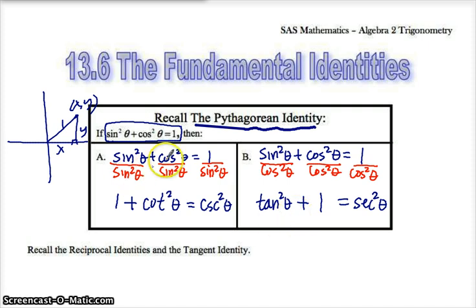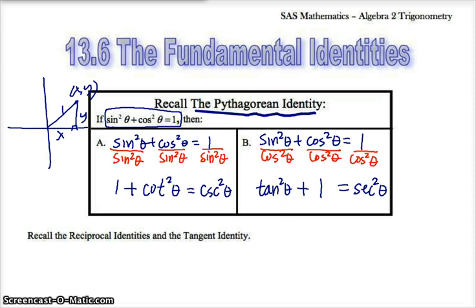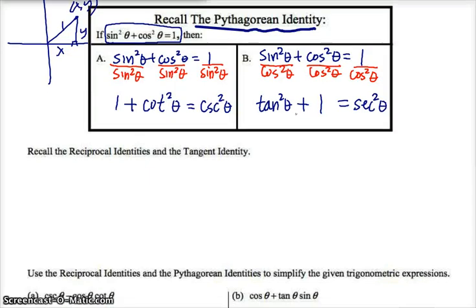So because of this Pythagorean identity, we now know that these are also true. Because remember, if you divide by the same value, the balance of the equation still remains. So we're going to use these throughout this lesson, or we might use them, we might not. But certainly you want to refer to them.